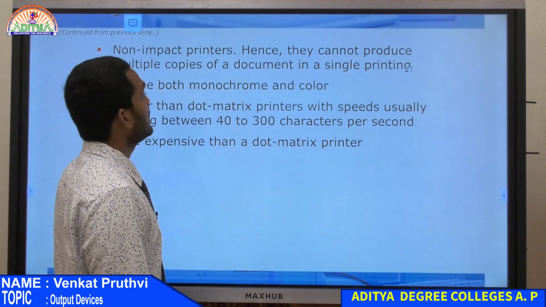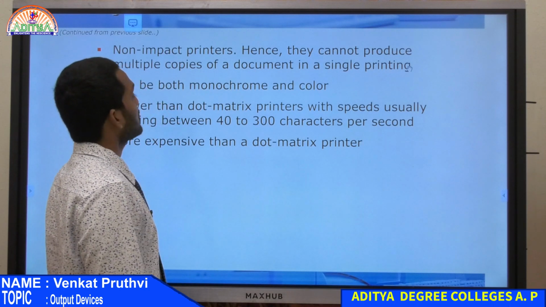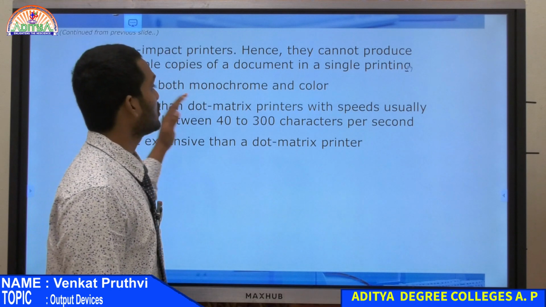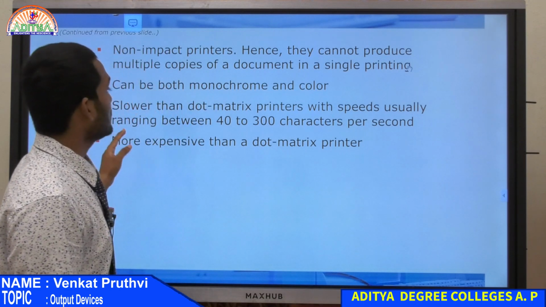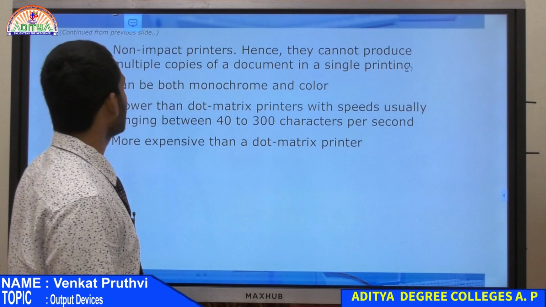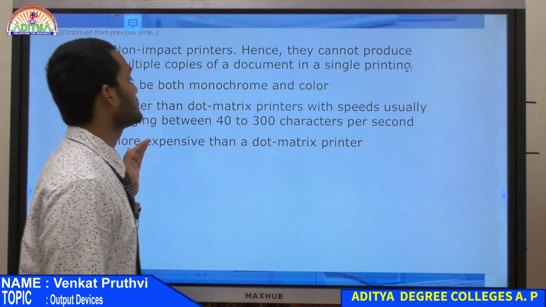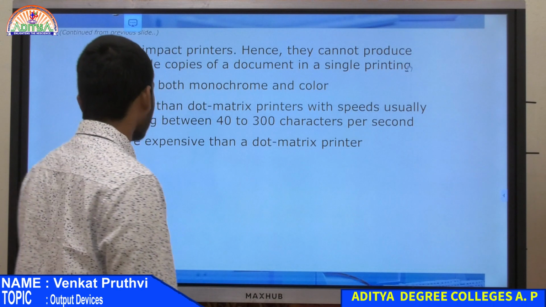Non-impact printers, hence they cannot produce multiple copies of a document in a single printing. Can be both monochrome and color. Slower than dot matrix printers with speeds usually ranging between 440 to 300 characters per second. More expensive than a dot matrix printer.